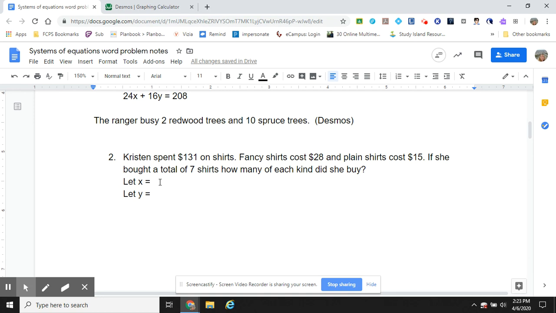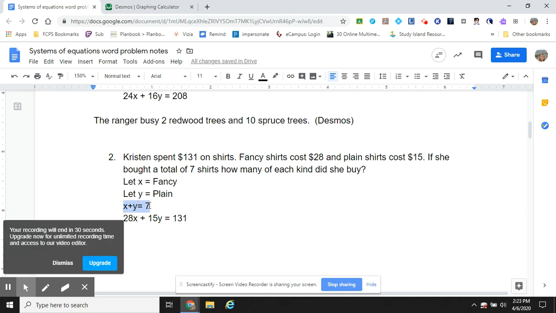So Kristen spent $131 on shirts. Fancy shirts cost $28, and plain shirts cost $15. If she bought a total of 7 shirts, how many of each kind did she buy? Well, let's go through this. We've got fancy shirts. We've got plain shirts. And I know that fancy plus plain is going to equal 7 shirts. I also know that $28 for fancy shirts plus $15 for plain shirts equals $131.